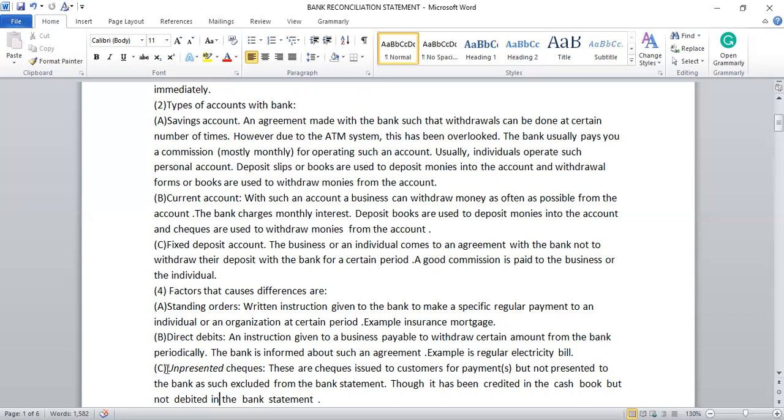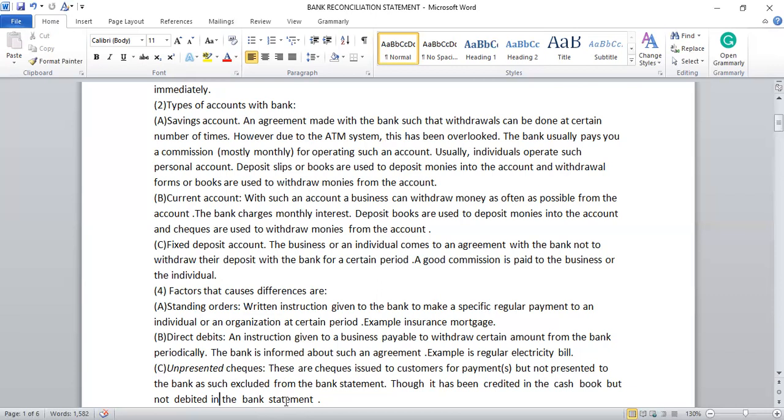Okay. C, unpresented checks. These are checks issued to customers for payment, but not presented to the bank, as such excluded from the bank statement. Though it has been credited in the cash book, it is not debited in the bank statement. That is an unpresented check.